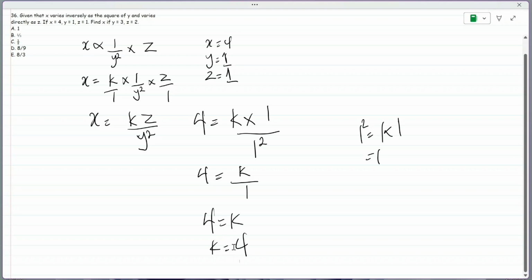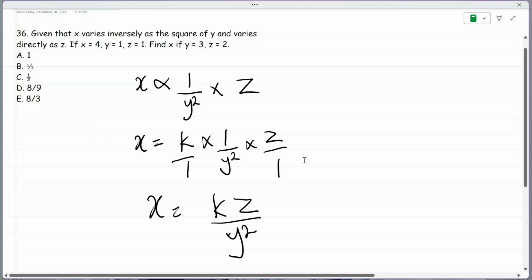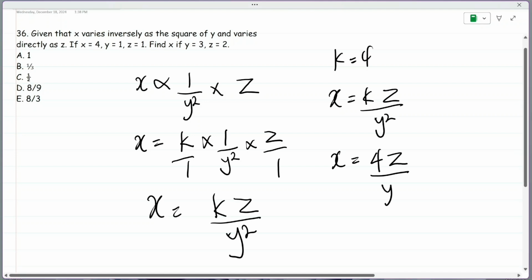Now that we know our k is 4, we can go back to where we've created a formula and insert k into it, because k is the only constant. Your x can change, and if your x changes, it affects your y and your z, but k doesn't change no matter what you do. So we found our k. We can find whatever the question would ask us to find based on what we are given. K equals 4. We have x equals k times z over y squared. Now we substitute k with its numeric value, which is 4. So we have x equals 4z over y squared.